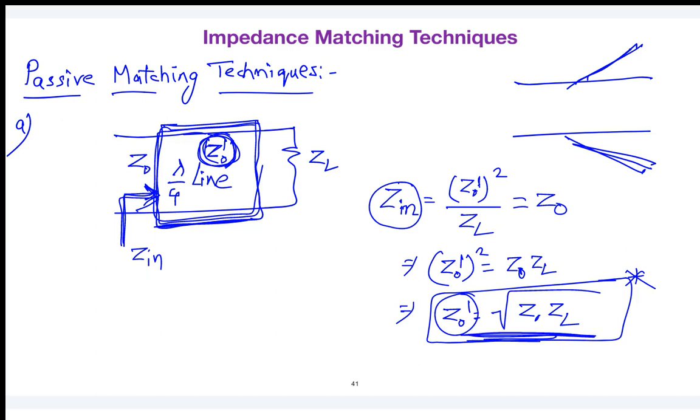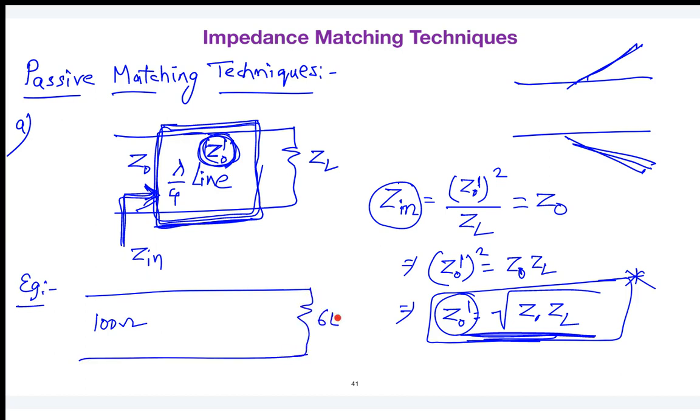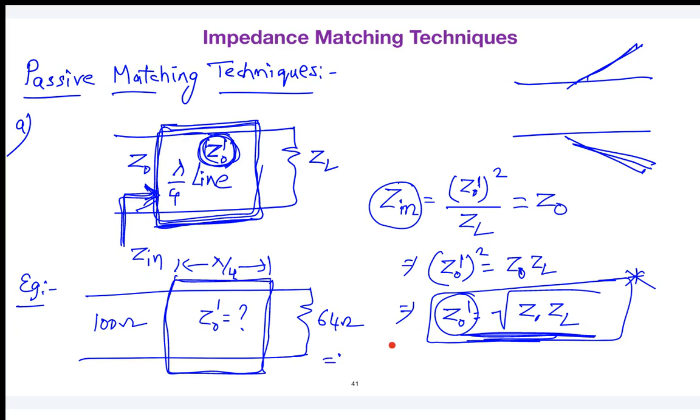So let me give an example, you can understand it better. Initially I have a 100 ohms line terminated with a 64 ohms load impedance. Can you tell me what will be the value of characteristic impedance for the lambda by 4 line? If I want to do the impedance matching, what should be the value of characteristic impedance of this? It is 80, simple. That will be the geometric mean of this 100 ohms into 64 ohms. So this is basically equal to 80 ohms.